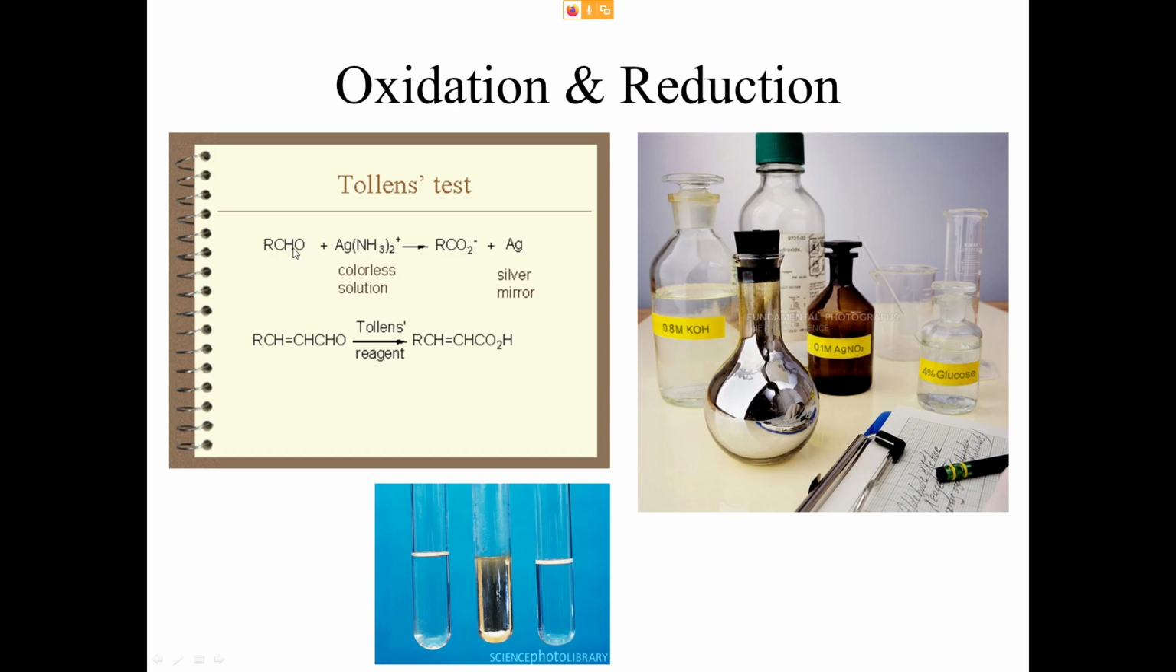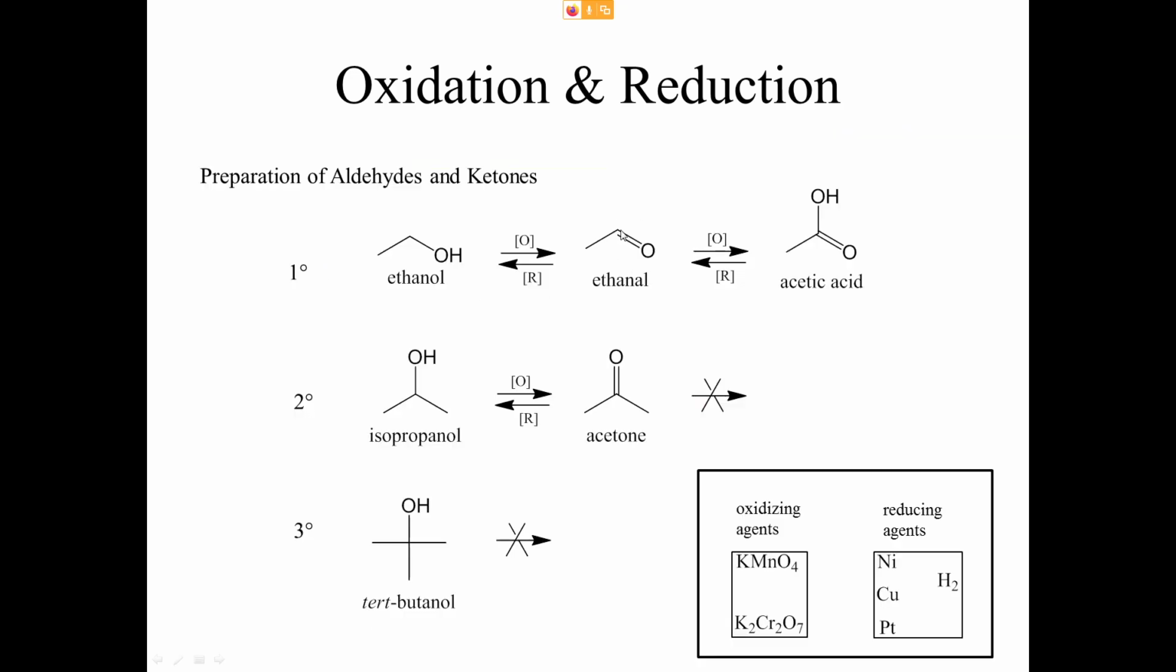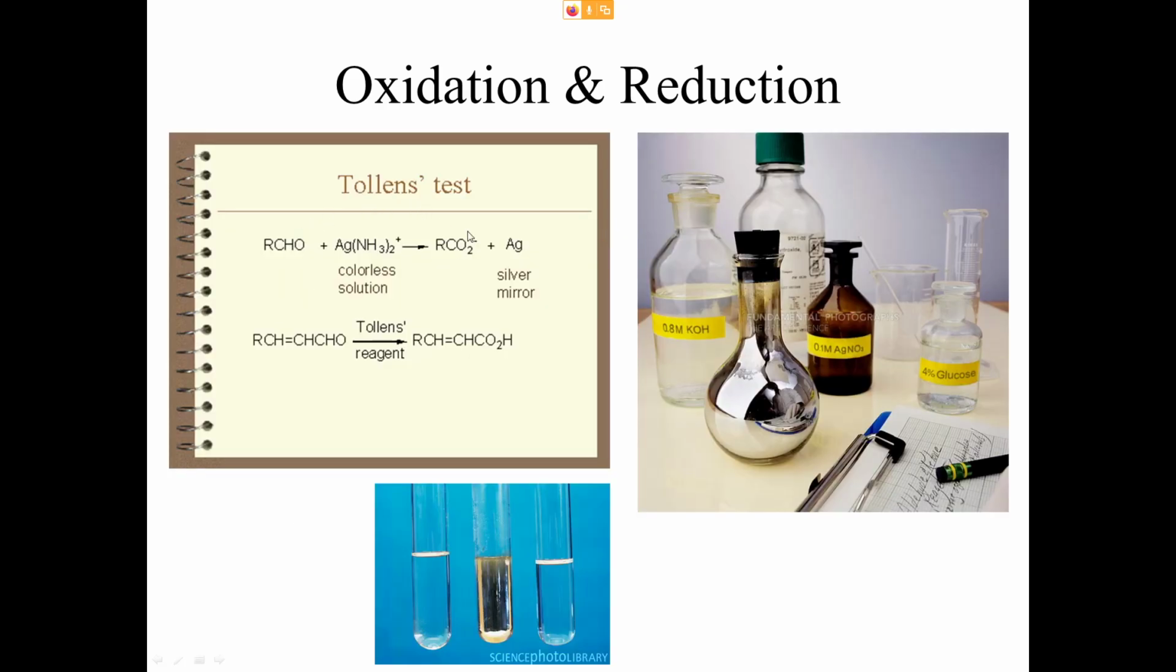It means the same thing as this right here, right? The C double bonded to an O with an H still on it. It becomes oxidized to a carboxylic acid, and the silver gets reduced. So in any redox reaction, what you're going to do is oxidize one molecule and reduce another.